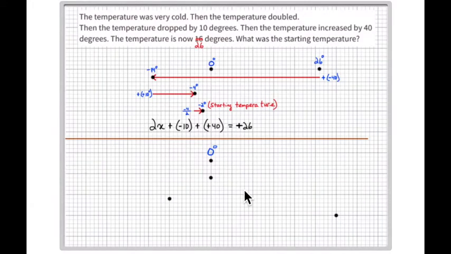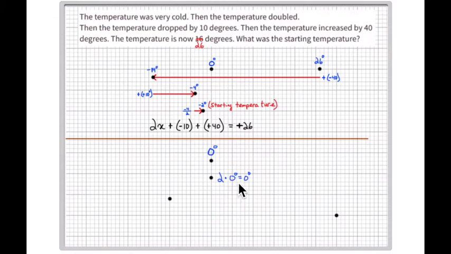Now what happens if you start at 0 degrees? And so the first step is to double it. So I put the point for each one of the steps. So at 0 degrees, you double that. Well, 2 times 0 is 0 degrees. So now you're still at 0 degrees. And then you add a negative 10 degrees, or it drops by 10 degrees, subtracting 10 degrees, adding a negative 10 degrees. Those are all the same thing.